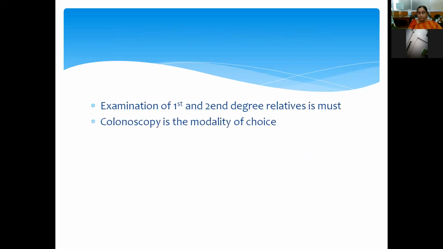And these are the two important points you should remember: the examination of first and second degree relatives is a must, because it is a hereditary condition with a mutation of the genes that is likely to be positive. So first and second degree relatives of a diagnosed patient should be examined, and colonoscopy is the modality of choice, as I told you.